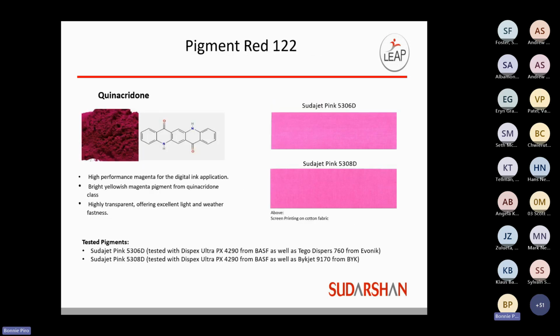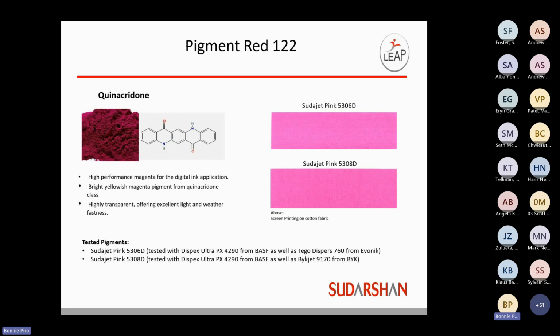So here are some of the products that we have available for digital ink in the textile area. In the Pigment Red 122 area, we have a couple of products. One is more blue than the other. These are printed on a cotton fabric. And one of the other things that we are proud of at Sudarshan is to be able to help our customers match up the best type of dispersant for the actual pigment itself.